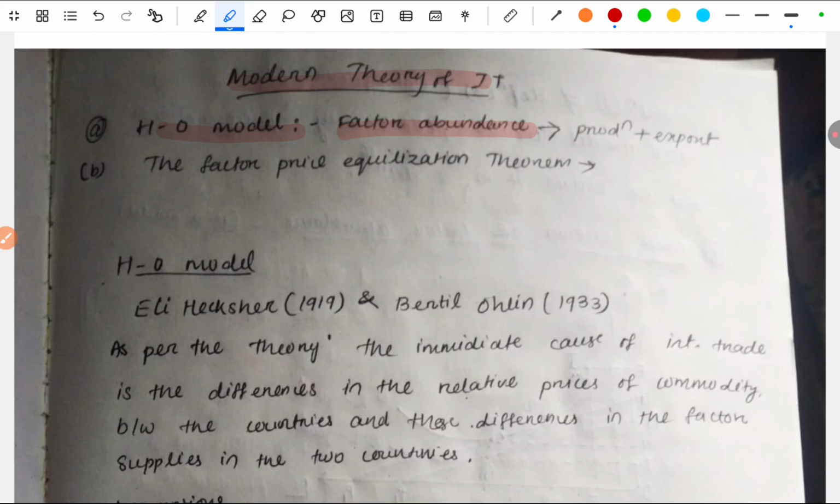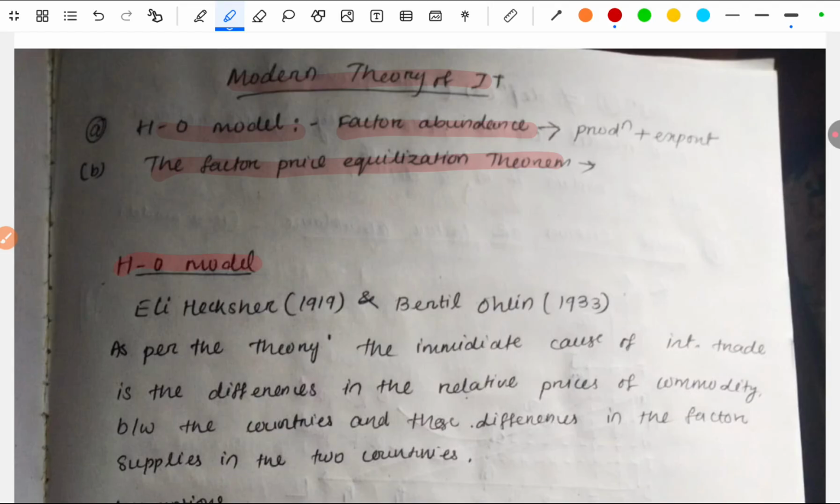In the HO model we know that if there are two countries, A and B, and country A is capital abundant but country B is labor abundant, then country A will produce capital-intensive goods and export them to country B. Country B also produces labor-intensive goods due to its labor abundance and exports them to country A. The second is the factor price equalization theorem. We will discuss the latter.